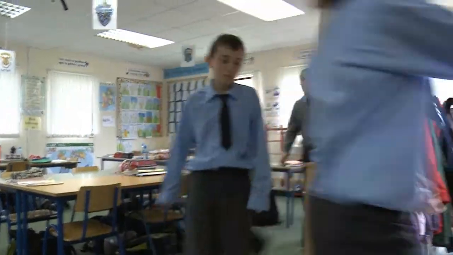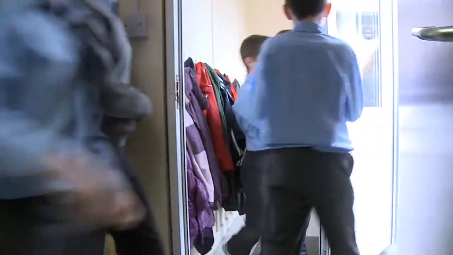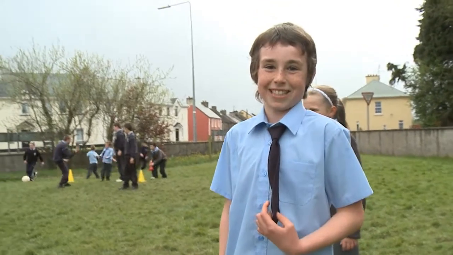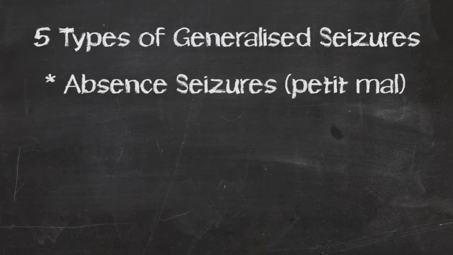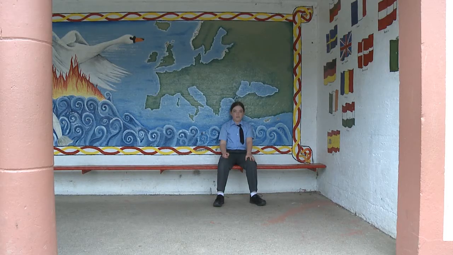The second seizure type is called generalised seizures because the entire brain is affected. These all involve a loss of consciousness during the seizure. There are 5 principal types. Absent seizures. The child will stare blankly, typically for 3 to 5 seconds. The loss of consciousness can affect a child's ability to absorb and understand information.